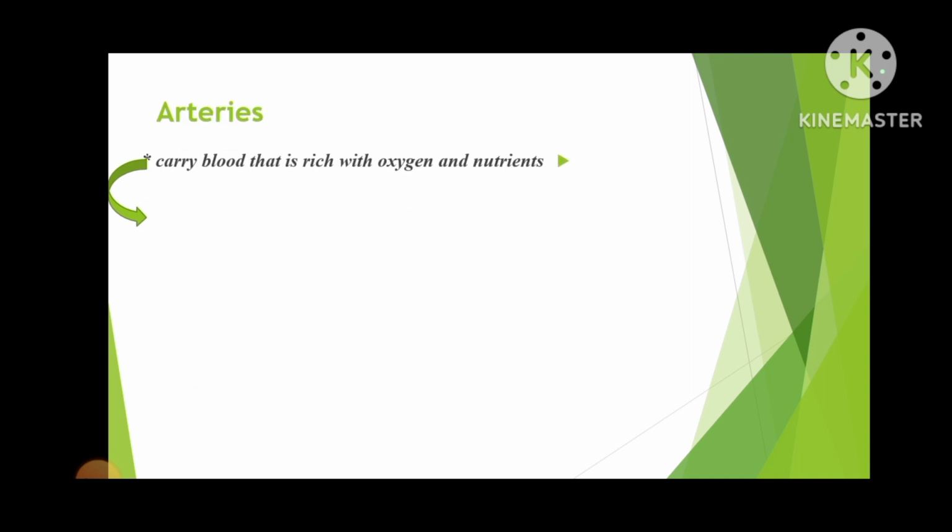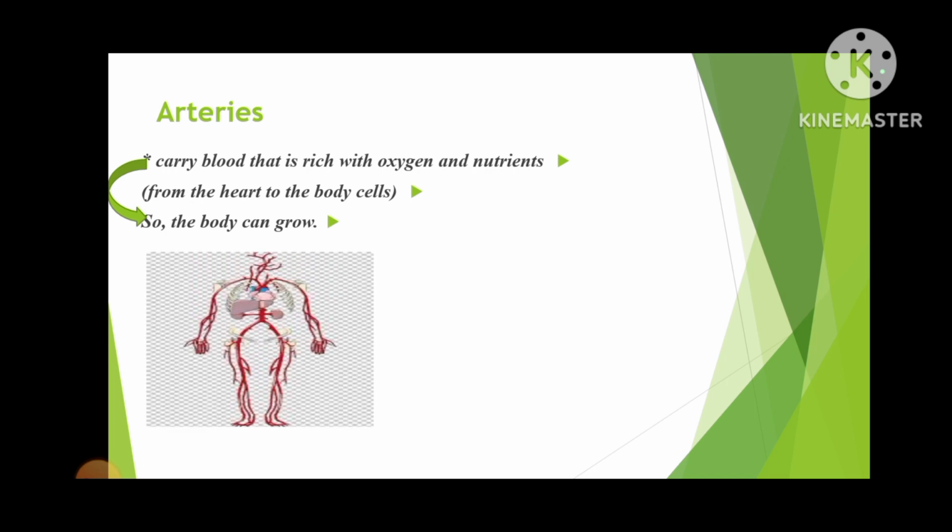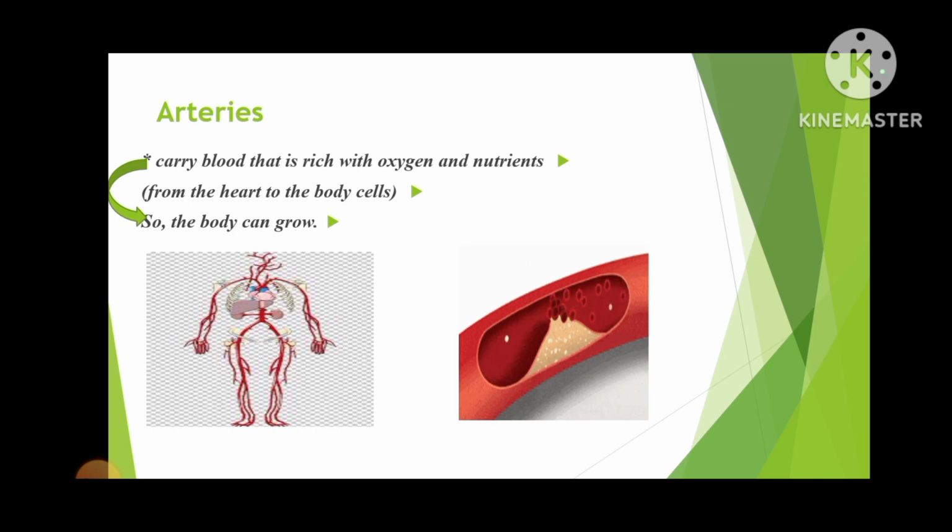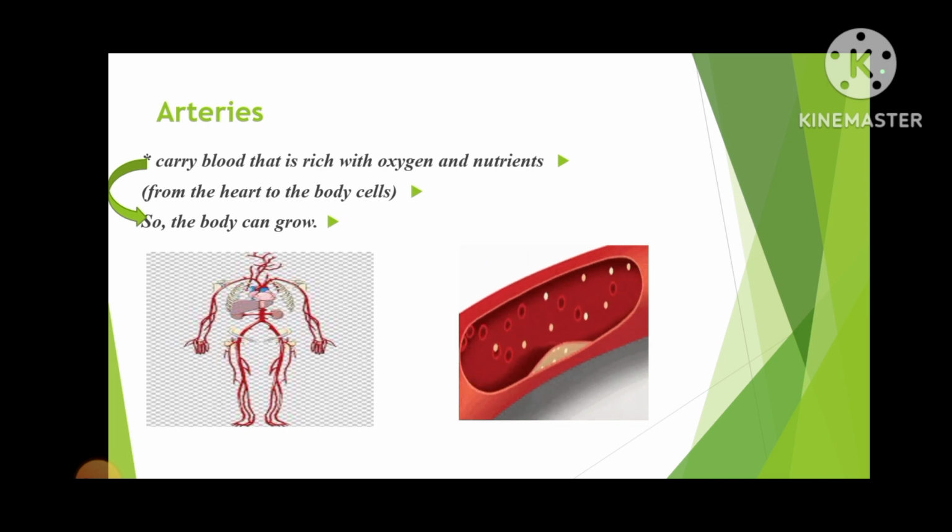At first we will talk about arteries. Arteries carry good blood. What do we mean by good blood? Blood rich with oxygen and nutrients. Like what? Like xylem. Xylem can take water and nutrients. Arteries in humans are rich in oxygen and nutrients and move from the heart to the body cells. So arteries carry blood which is rich in oxygen and nutrients from the heart to the body.